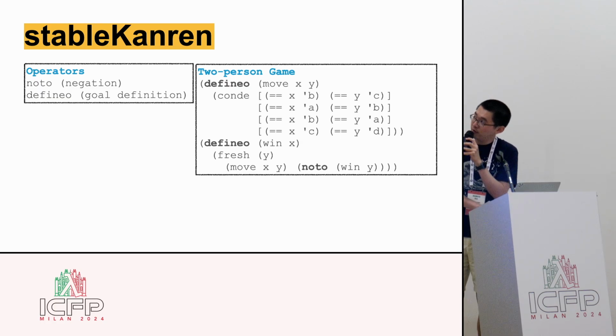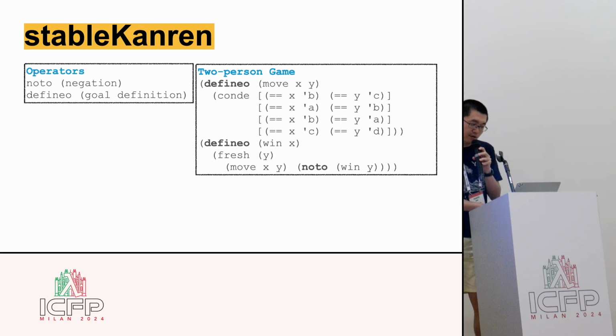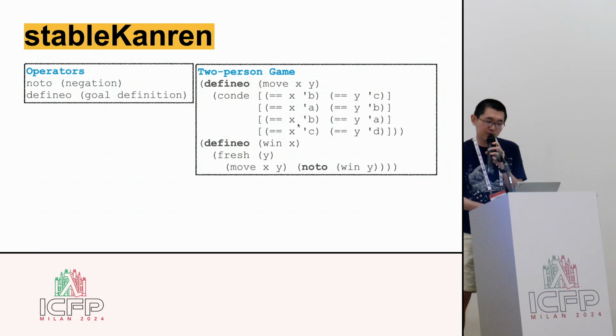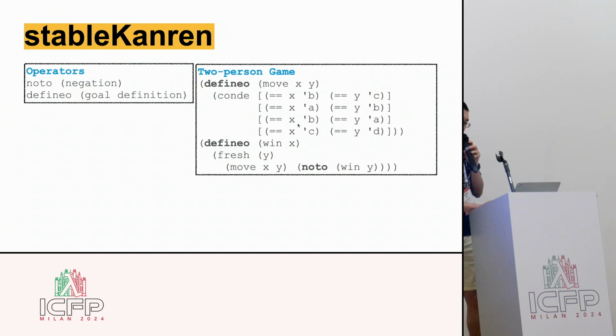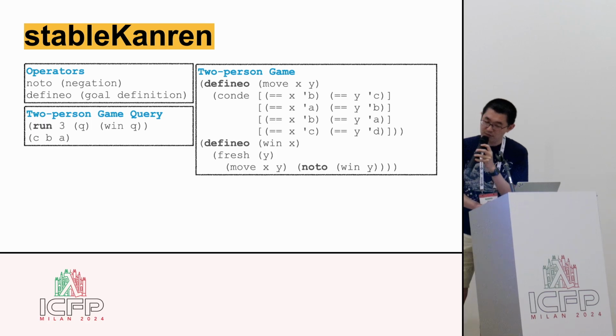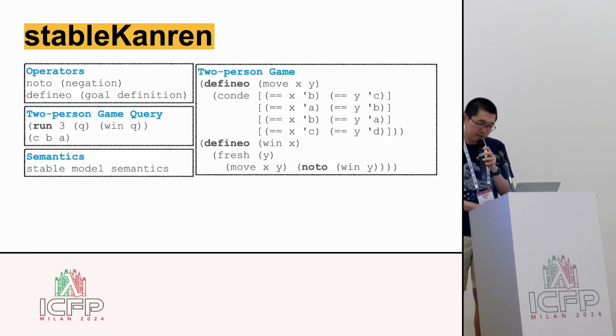So this is a very simple program to describe this simple game board, and the winning condition here is, okay, right here. The winning condition is, if I move from X to Y, I make my opponent unable to make a winning move. So this is my winning positions. And run a simple query to ask, tell me all the possible winning positions. So you will see C, B, and A definitely are the winning positions.